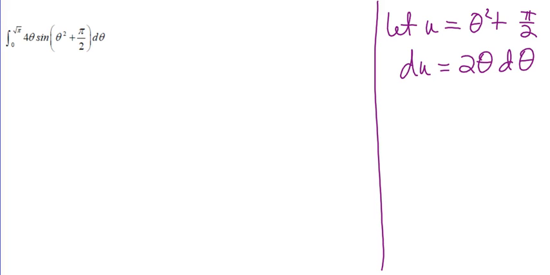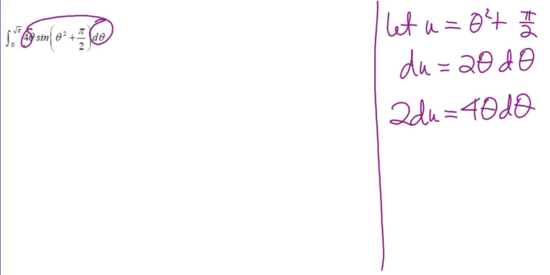2 theta d theta. Okay. Now really what we're doing is du by d theta, and then multiplying both sides by d theta. But this is just a fast step there. But what do we want? We want 4 theta d theta. What are we going to do? So du is 2 theta d theta, but I would really like to be replacing this. So we can replace 4 theta d theta with 2 du.